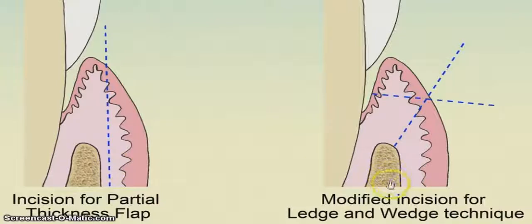This incision that you see here is called the modified incision for the Gold wedge technique. Now the wedge technique is used for elimination of gingival enlargement on the palatal aspects of the molar. It includes two incisions which remove the enlarged gingiva, and the margins of the gingiva are again adapted to the tooth surface.